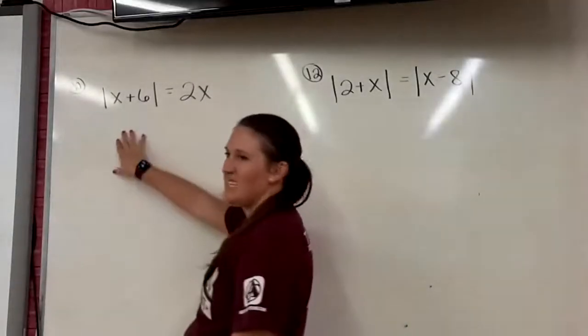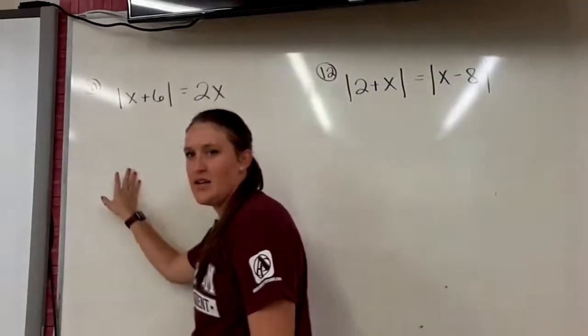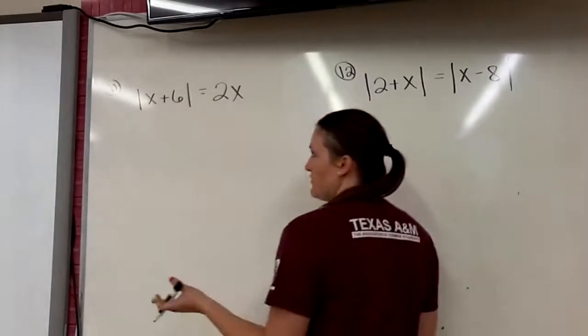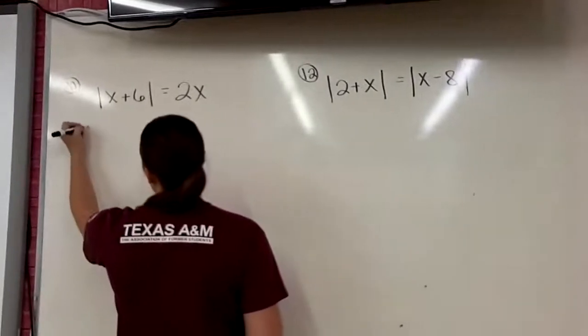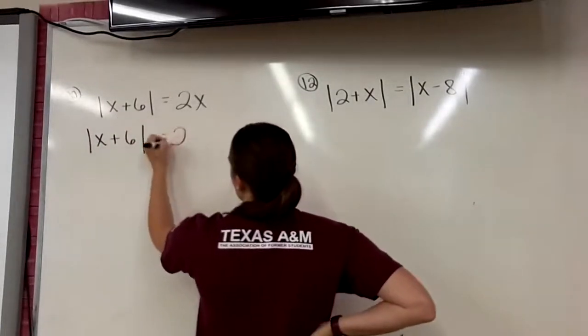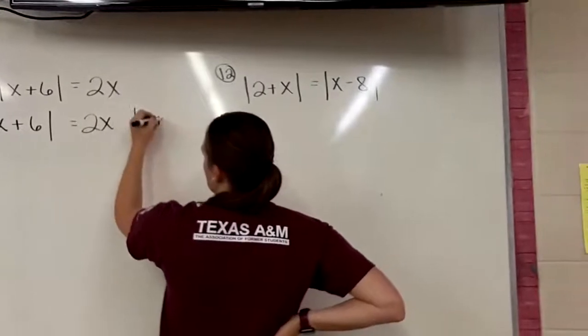All right, problem number 10. I know there's kind of a glare right there, but it says the absolute value of x plus 6 equals 2x. So just like before, we're splitting this into 2 problems because with absolute value, we can have a positive or a negative version and it still comes out to a positive answer.